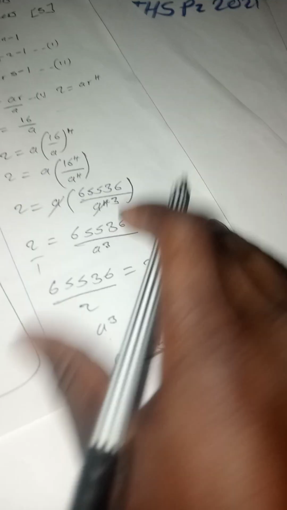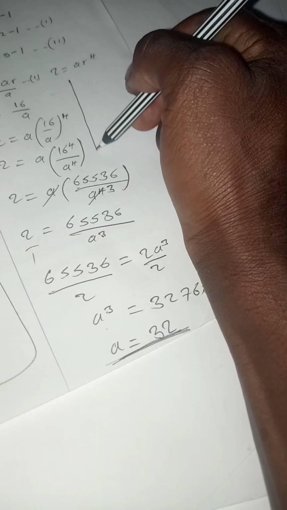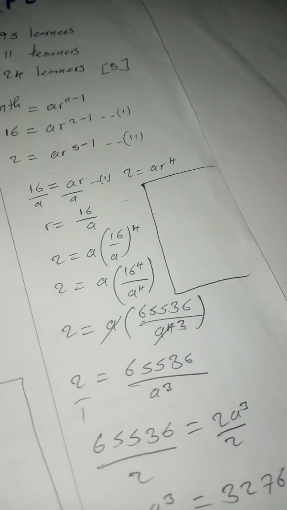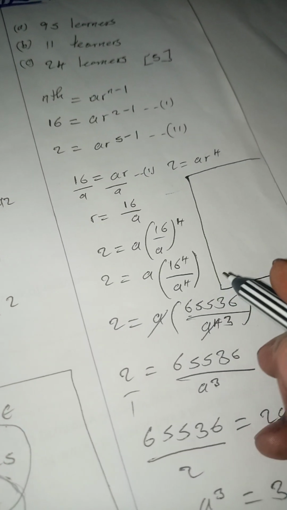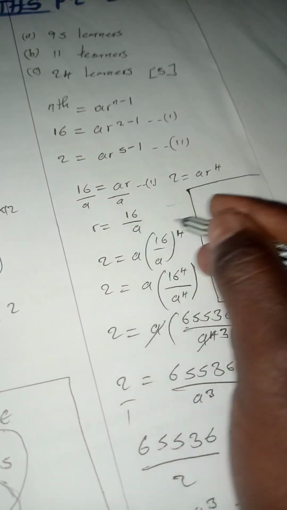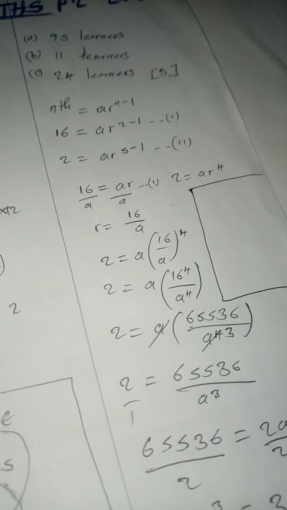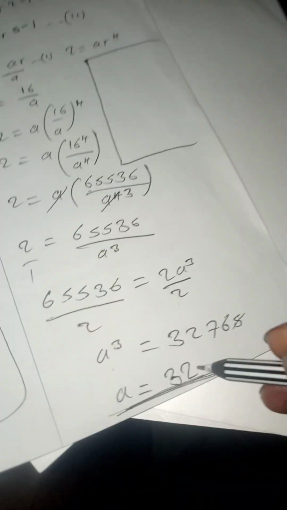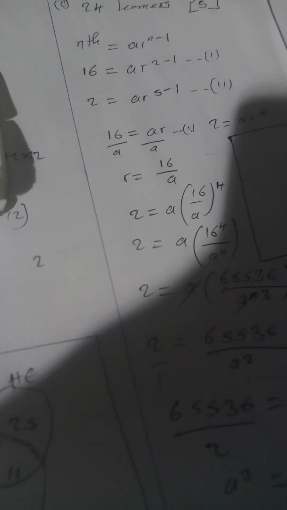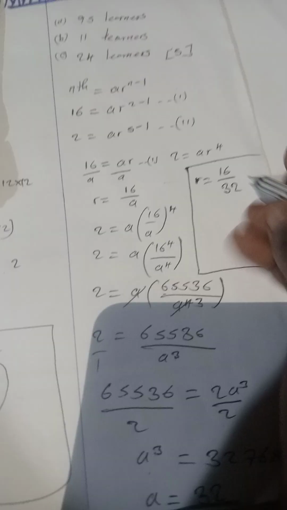So this is the value of the first term. So now after having done so, we are going to again find the common ratio. So the formula for the common ratio, we made this the subject of the formula. So now we are going to substitute the value of A, since we have just found the value of A. So where there is A, we are going to put 32. So we substitute.